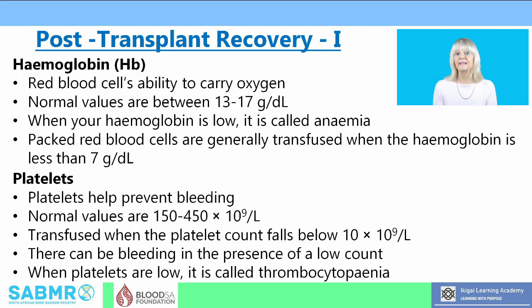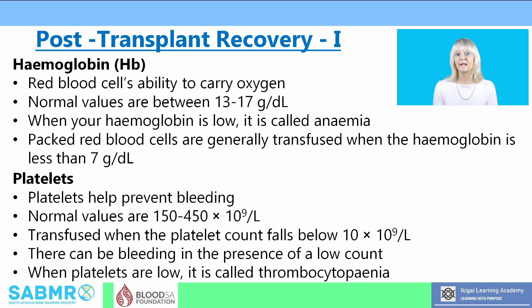Let's look at hemoglobin. The level of hemoglobin is the red blood cell's ability to carry oxygen. Normal levels are between 13 and 17 grams per deciliter. When your hemoglobin is low, it is called anemia. Packed red blood cells are generally transfused when the hemoglobin is less than 7 grams per deciliter.